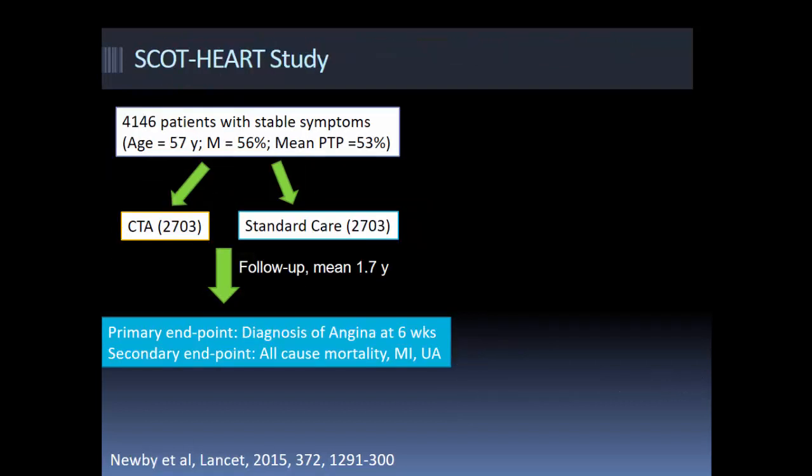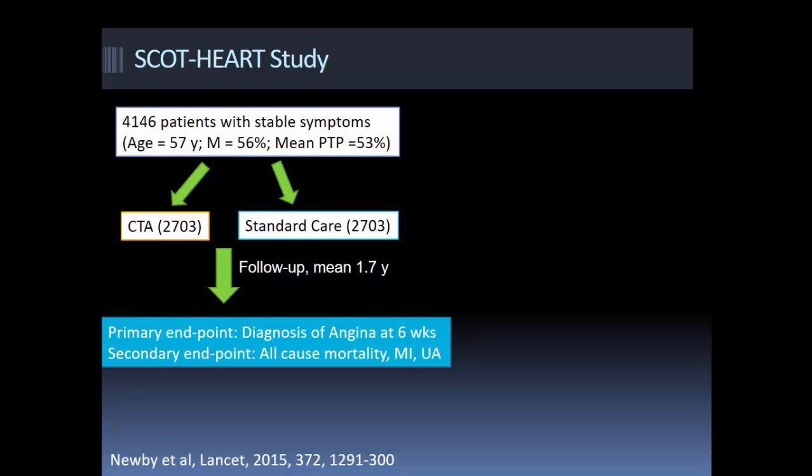Now, the SCOT-HEART study was conducted multi-center in Scotland, and they randomized about 4,000 patients to CT angiography versus standard care. Most of the patients with standard care received a stress exercise test, I think just an exercise test. And their follow-up was short. The endpoint was how good CTA is compared to standard care in diagnosing angina at the end of 6 weeks. That was the primary endpoint.